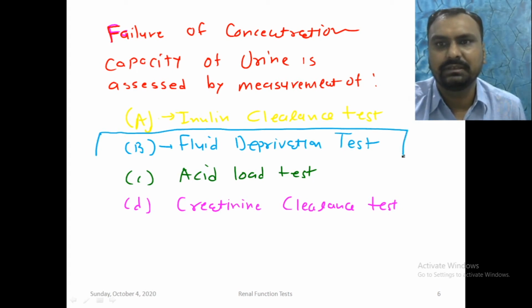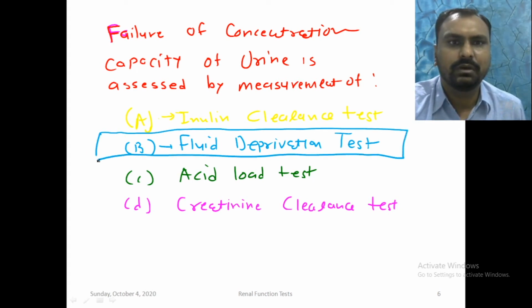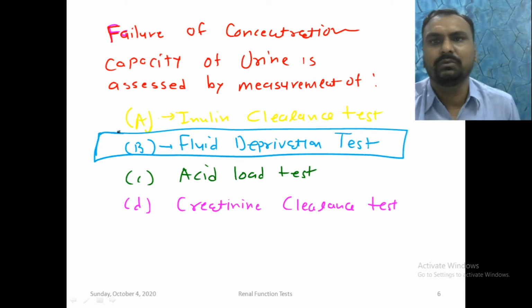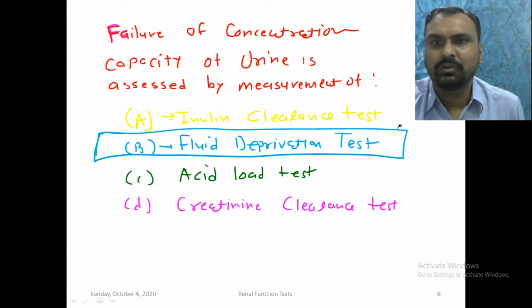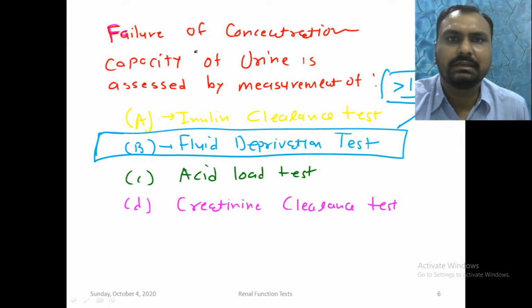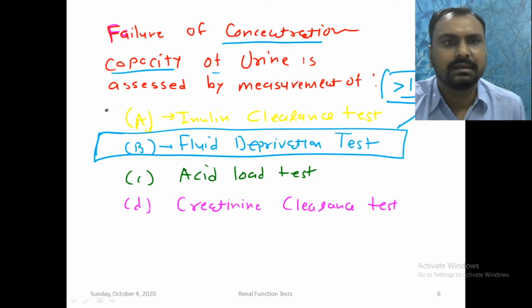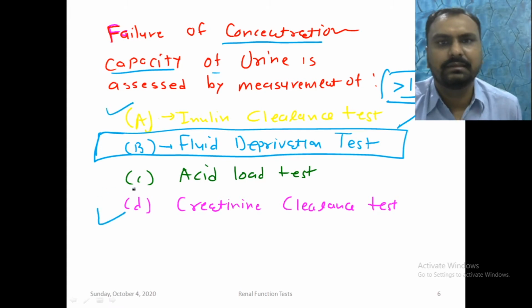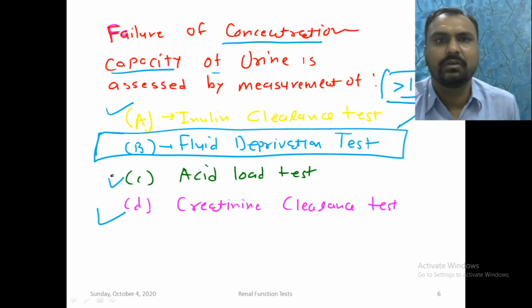Fluid deprivation test. So we do not give any fluid to the patient for 10 to 12 hours, and because of that the specific gravity will increase to more than 1.030. If it does, then the patient is normal. So that detects the concentration capacity of the urine by the kidney. Inulin clearance is a clearance test, creatinine again is a clearance test, while the acid load test is different. It is not for the concentration capacity.